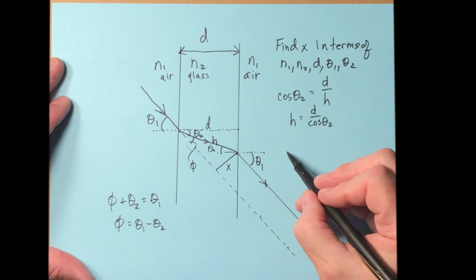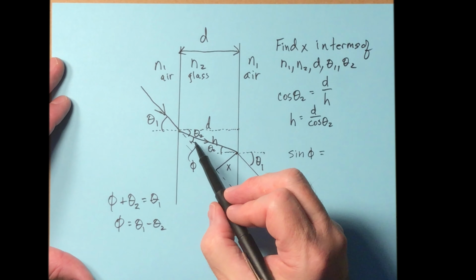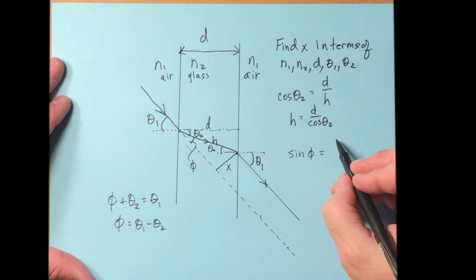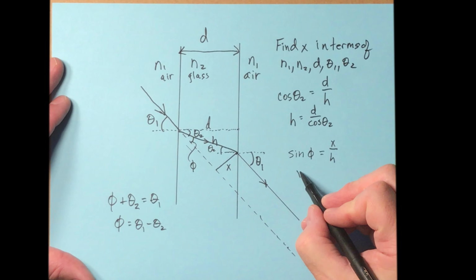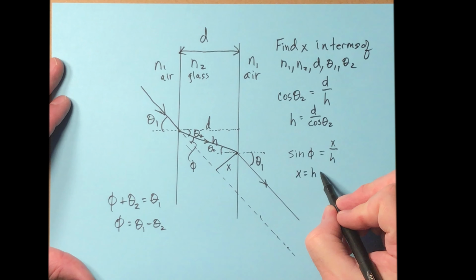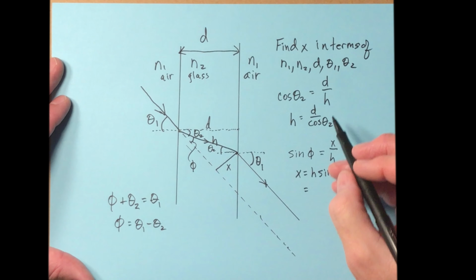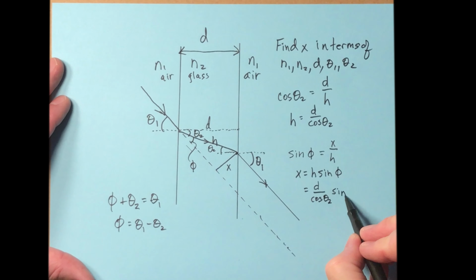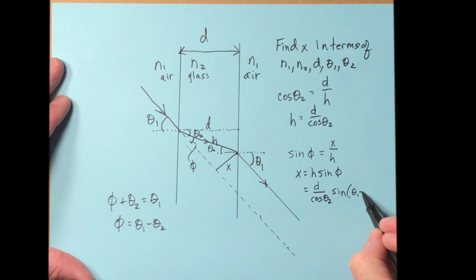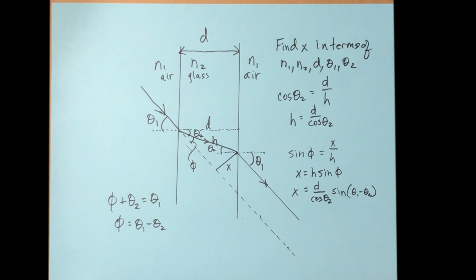All right, then in that case, now look at this angle here, in the second triangle, this lower triangle. And the sine of phi, what is the sine? The sine is opposite over hypotenuse, so that's x over h. Now x is what we're after here, so we can solve for x. X is equal to h times the sine of phi, but h itself is d over cosine theta 2, multiplied by the sine of theta 1 minus theta 2, which is what phi is. There, we've just figured out what this is.